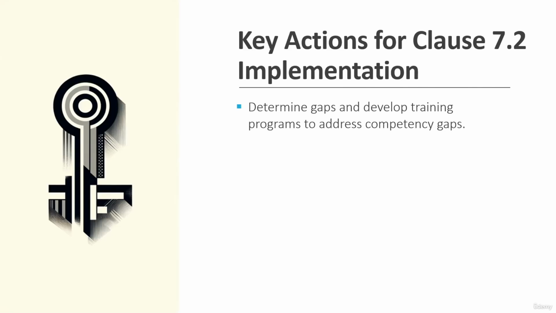Now coming to the key action for 7.2: you need to determine the gap. If there's a gap between the competence people have and what is expected, then companies need to develop a training program, coaching, or take some action to address that gap. That's 7.2, which is competence.